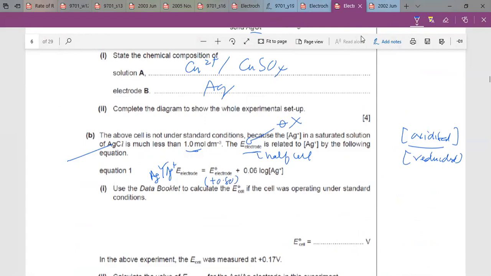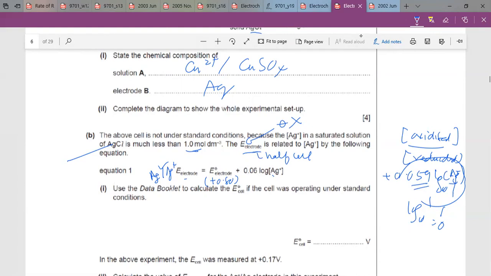Plus 0.0906. Sometimes you put plus 0.059, so it depends. Log base 10 of silver plus. If silver plus is 1, that means this whole thing is 0, isn't it? Log base 10 of 1 is 0. So if it's 1 mole per dm cubed, then it becomes the standard.